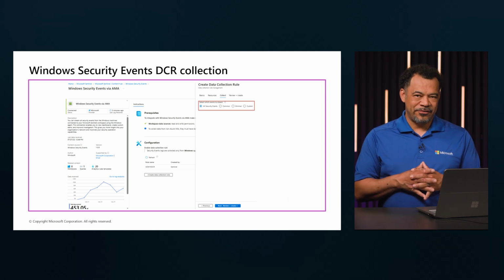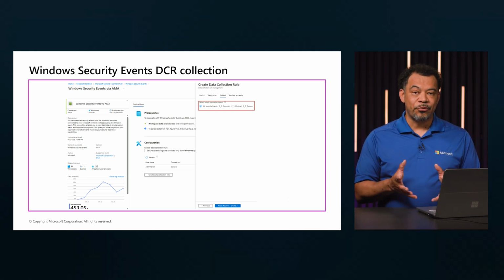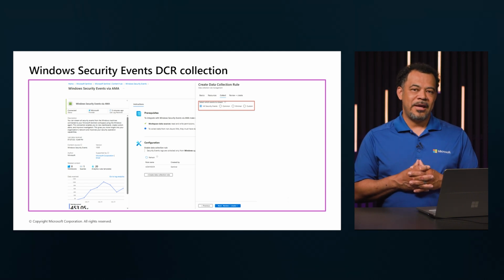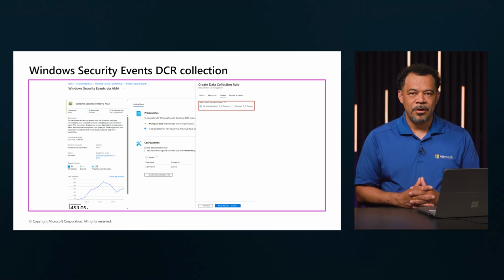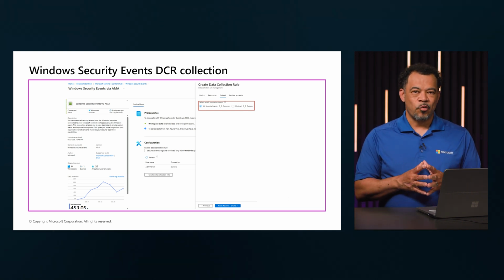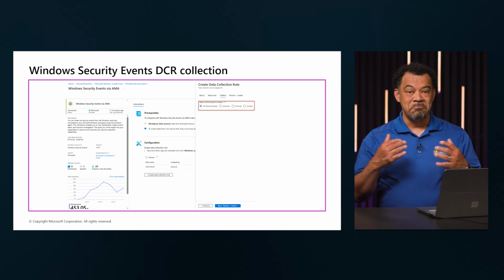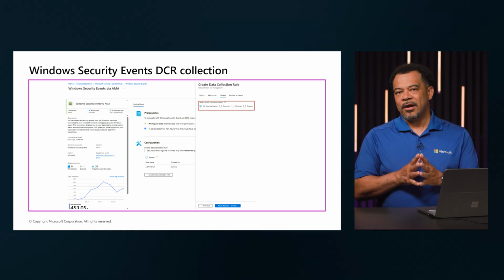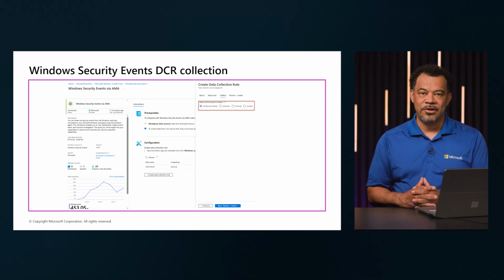The setup interface that you see here walks you through configuring the Windows Security Events collector using the Azure Monitoring Agent in Microsoft Sentinel. You can choose the level of event detail you want to collect, ranging from all events to minimal or even custom events if you choose, based on your monitoring needs and your cost considerations.